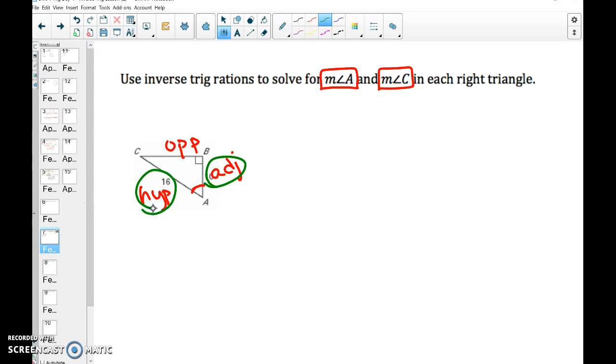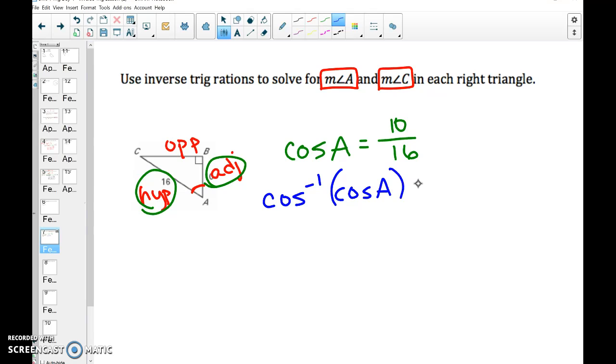You guys might even be able to pause and just figure this out on your own. This is basically what we were just doing in the last problems. Thinking about my SOHCAHTOA, this is cosine of A. Adjacent is 10 over 16. Excellent. Same as usual. Gotta get rid of the cosine. Inverse cosine of both sides.